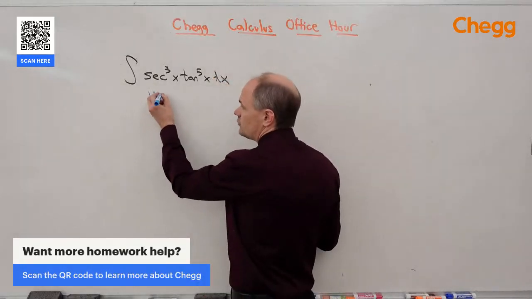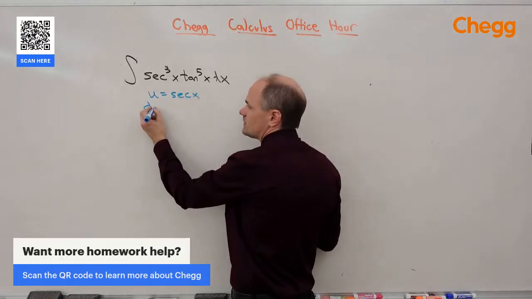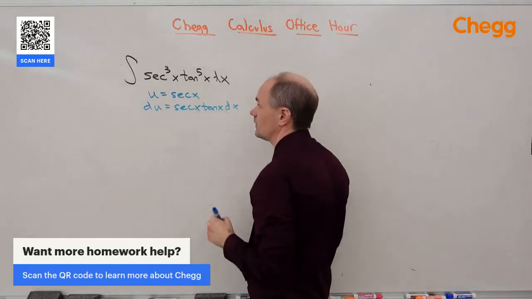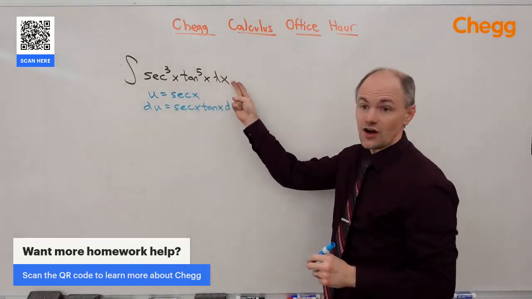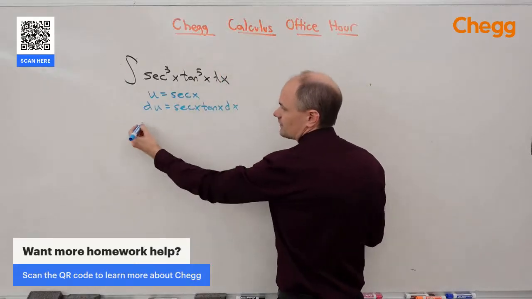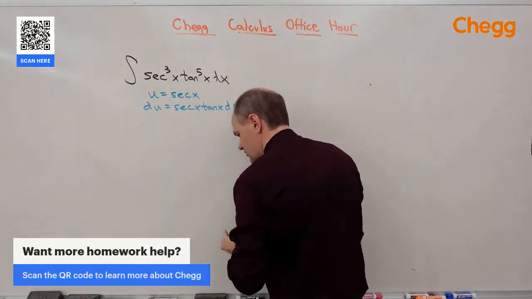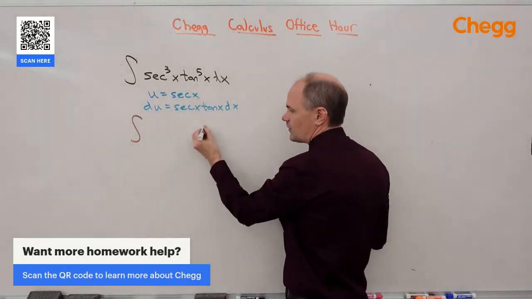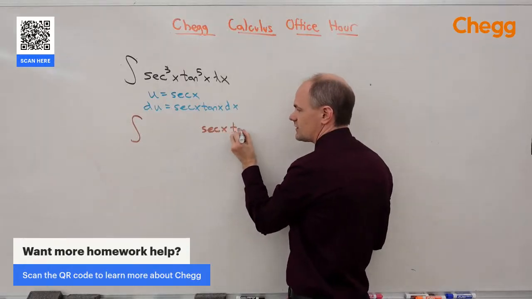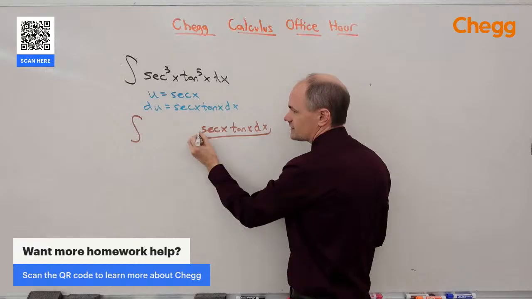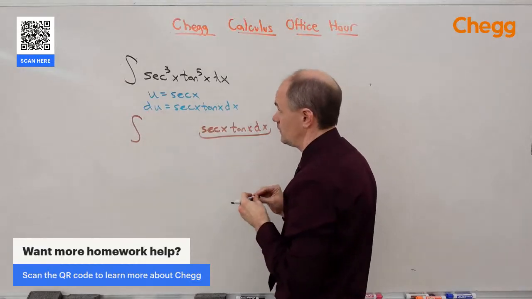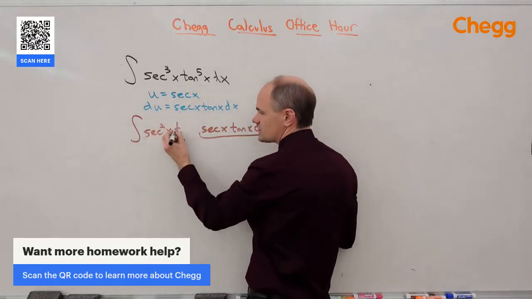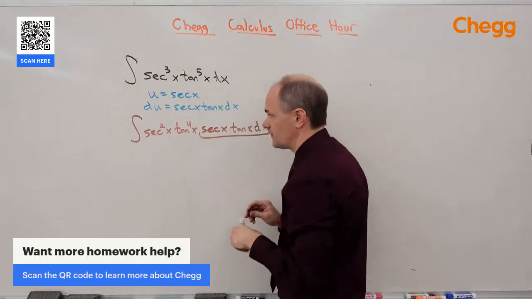Plan B says, well, what if u equals the secant of x? Du then is secant x tangent x dx. So now I'm going to pull a secant and a tangent off to hang out with the dx. Let's change colors to really emphasize what we're doing. We're going to pull off one secant, pull off one tangent. So we have secant x tangent x dx. All of that's going to become my du. When I pull off a secant, I'm left with secant squared. When I pull off a tangent, I'm left with tangent to the fourth.